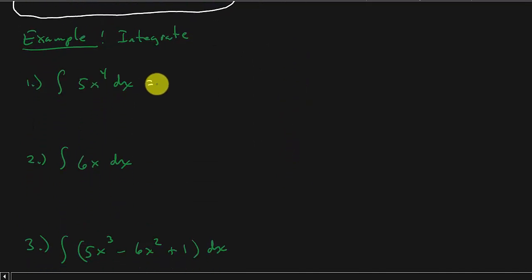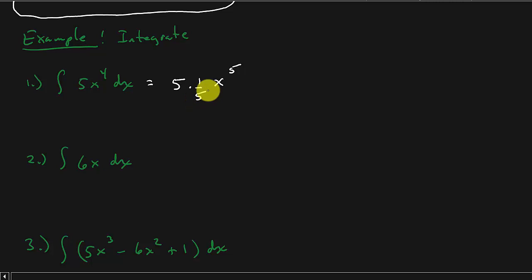So what do we get here? Yeah, we've got a number out in front here, but that's going to be 5. Okay, the 5 just comes along. And now what do we do here? We add 1 to the exponent, so that's going to be x to the 5th, and then we multiply by the reciprocal of the new exponent.